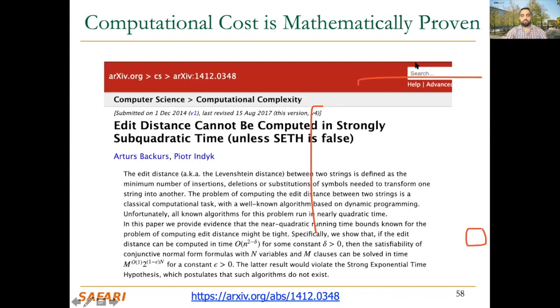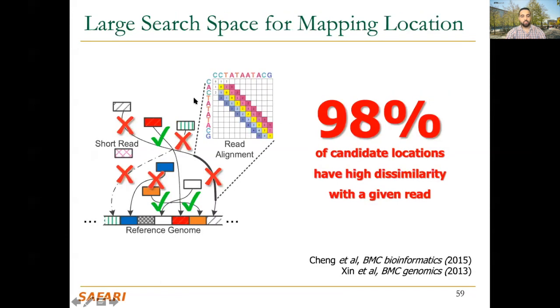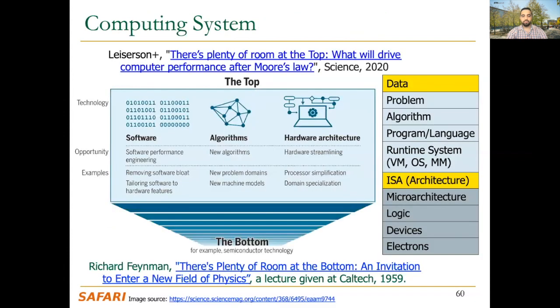And this is the mathematical analysis for the algorithm: it cannot be done in strongly subquadratic time. I cannot do better than this. If we also do the analysis, once we do the seeding or the seed heads query with the database, I find 98% of candidate locations have high dissimilarity with a given read. So most of the time I'm doing the similarity check using a dynamic programming algorithm, I end up with dissimilar sequences. So I flush out all these results and I don't reuse them because they don't have significant information.